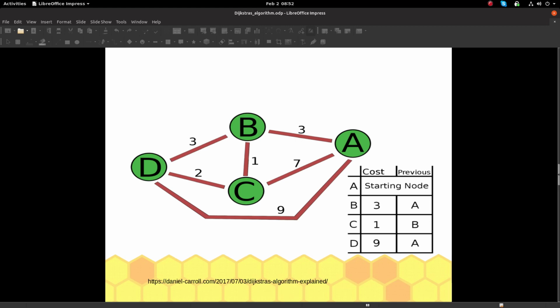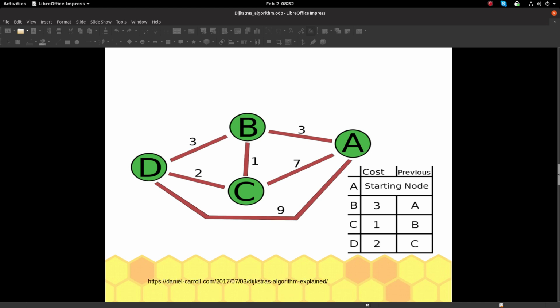All of A's edges have been examined, so let's move on to B. B to C, the B cost is 3, and the edge cost is 1. So 1 plus 3 is 4. 4 is less than 7. Now we're going to put the edge cost in the column, which is 1. Now consider the path B to D. The B cost is 3, and the edge B to D is 3. So 3 and 3 is 6, which is also less than infinity. So we update the cost with the edge weight.